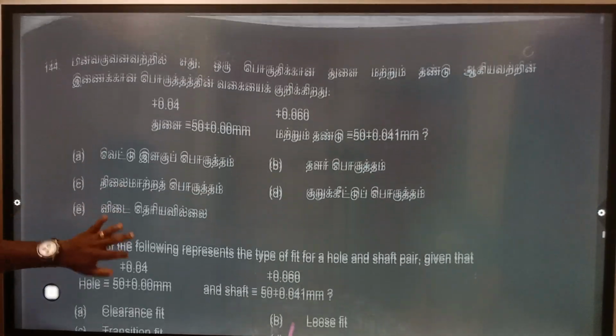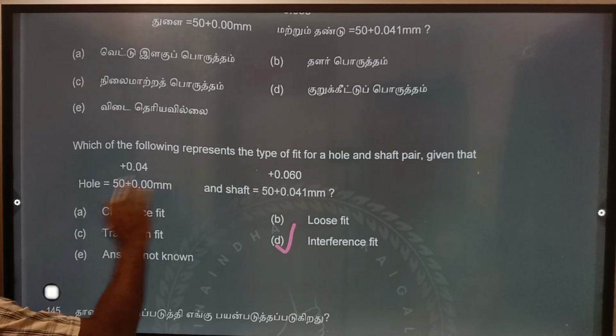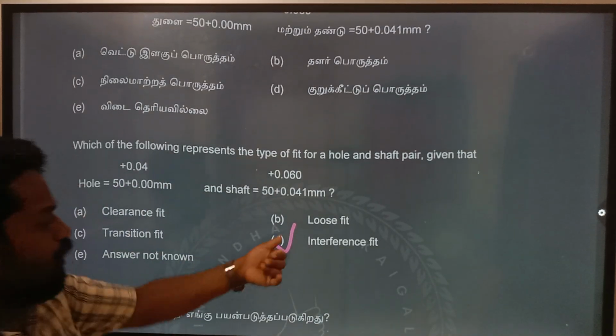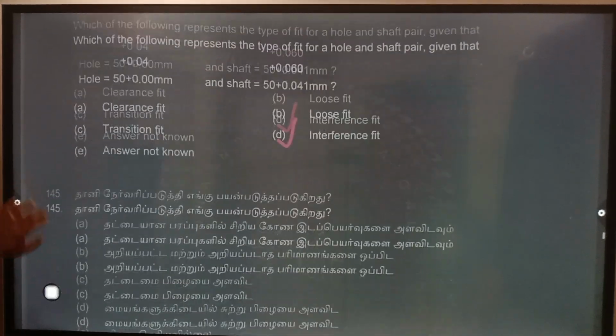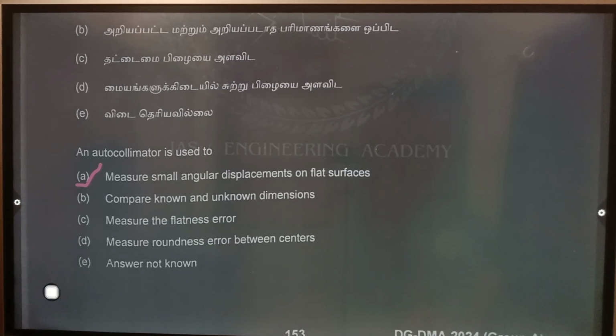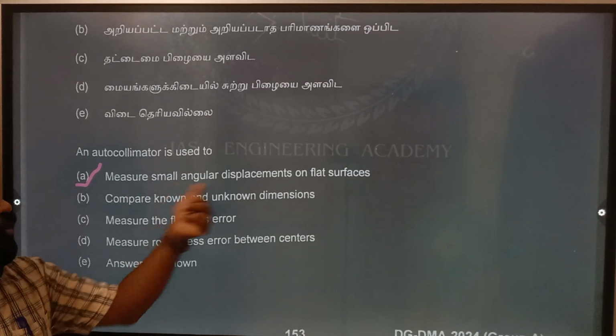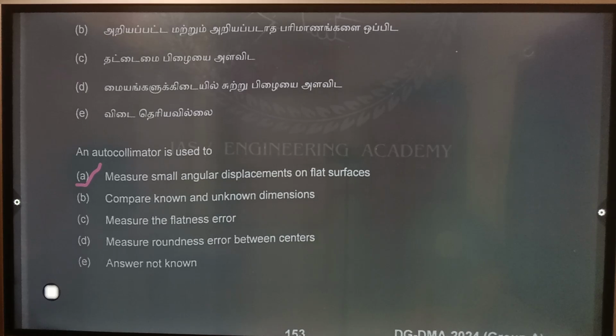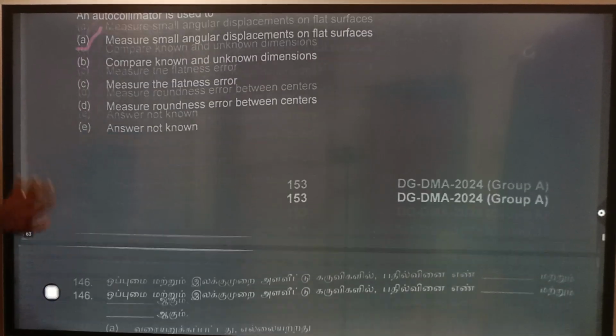144. Which of the following represents the type of fit? இது பார்த்தா interference fit. D is the answer. Then 145. Autocollimator எதுக்காக யூஸ் பண்றாங்க? Small angular measurements on flat surfaces. அதுக்காக யூஸ் பண்றாங்க autocollimator. So answer is A.